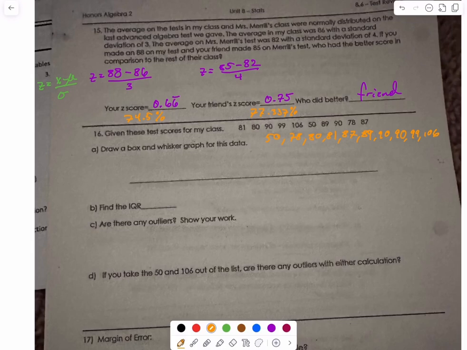Now why are they getting 0.25? 90. 1, 2, 3, 4, 5. Let me see. So then halfway would be the 90. And that one should be 80.